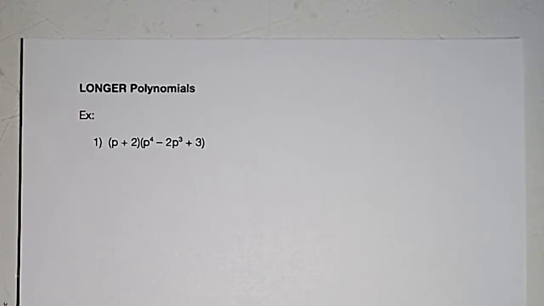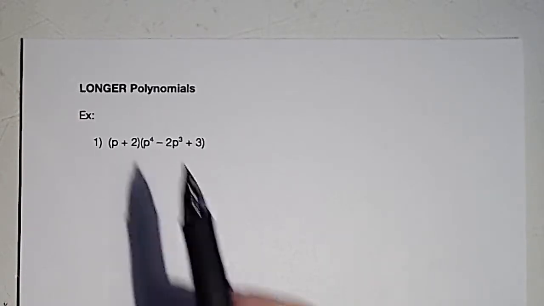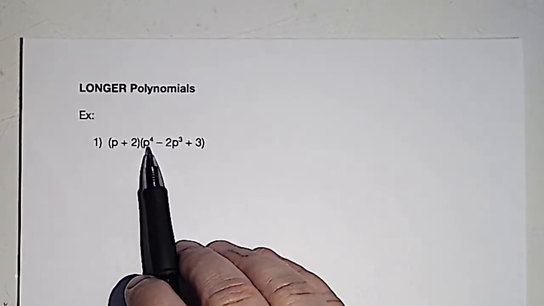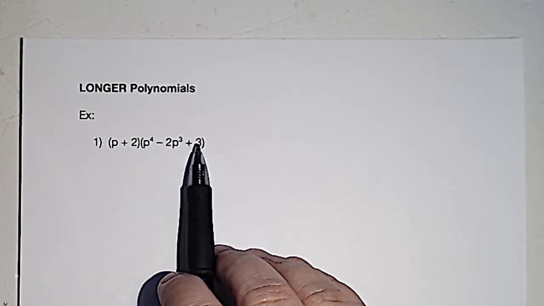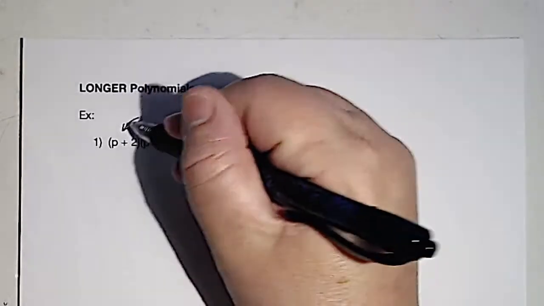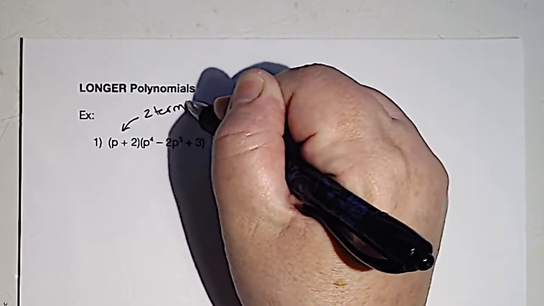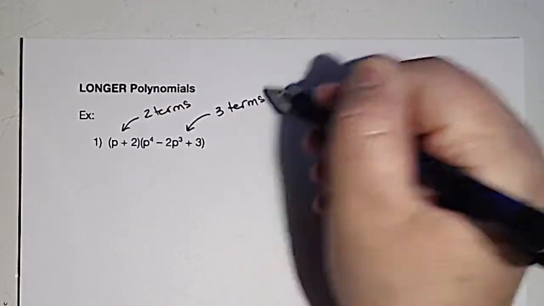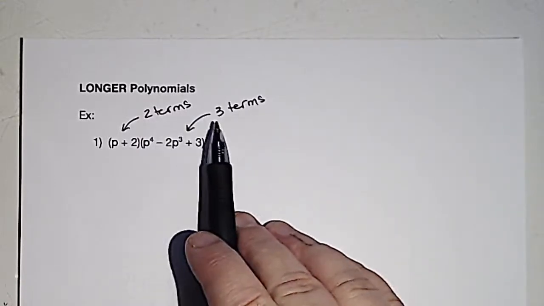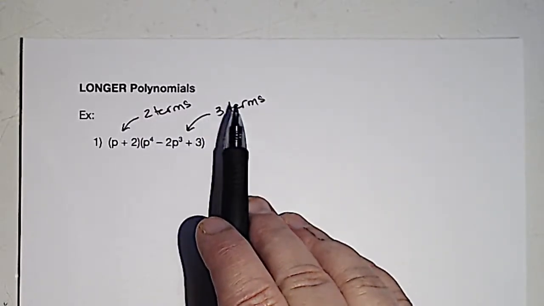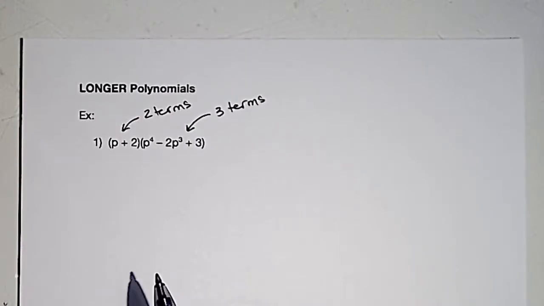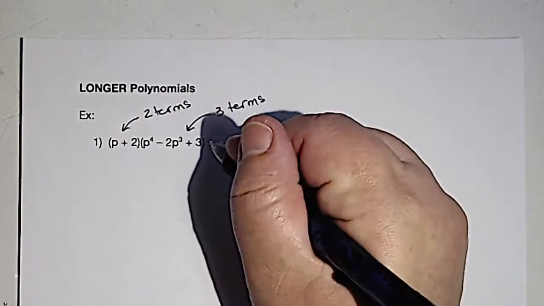What does that mean? Well, if we take a look at this first problem, you'll notice that the first polynomial is a binomial, and the second polynomial has 3 terms. So we've got 2 terms here and 3 terms here. So 2 terms is a binomial, 3 terms is a, you got it, trinomial. And I'm going to follow exactly the same method I used before.